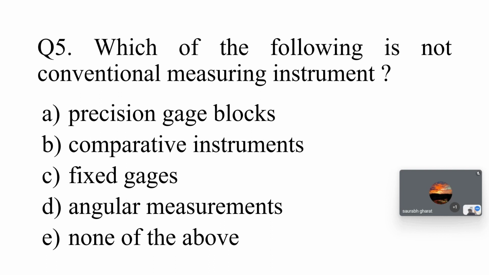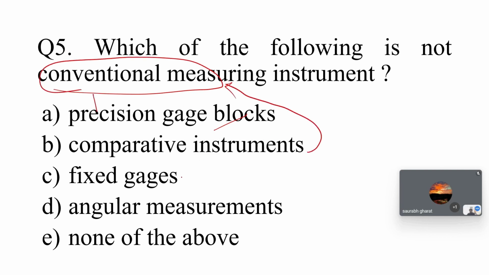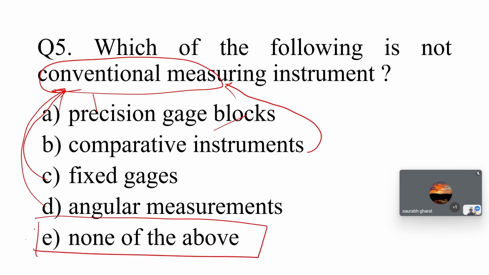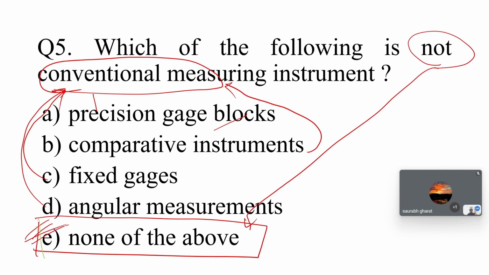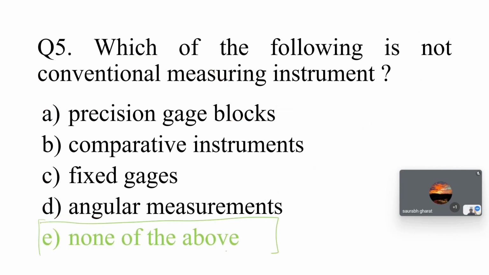If you go through the slides, you will definitely read that. This is conventional, comparative is again conventional, fixed gauges is again conventional, and angular measurement is again conventional. So which of them is not? None of the above is your correct answer. Everyone is conventional, so none of the above is your answer.